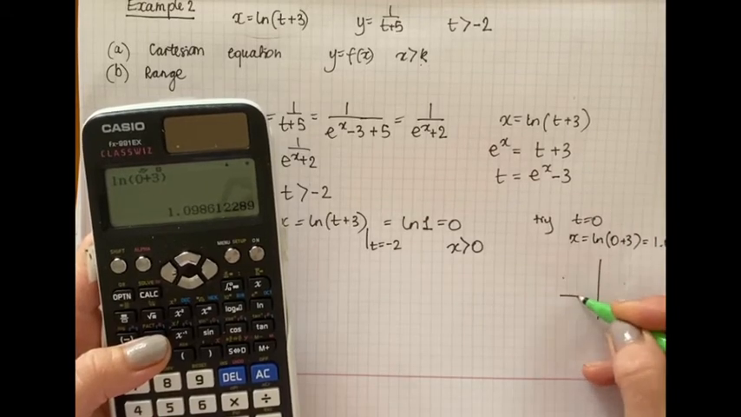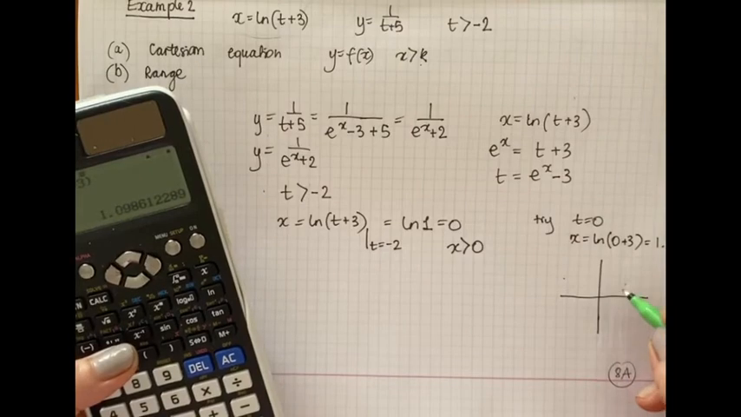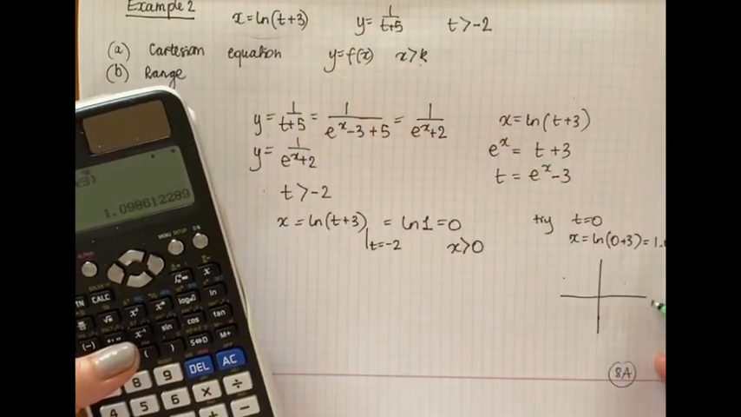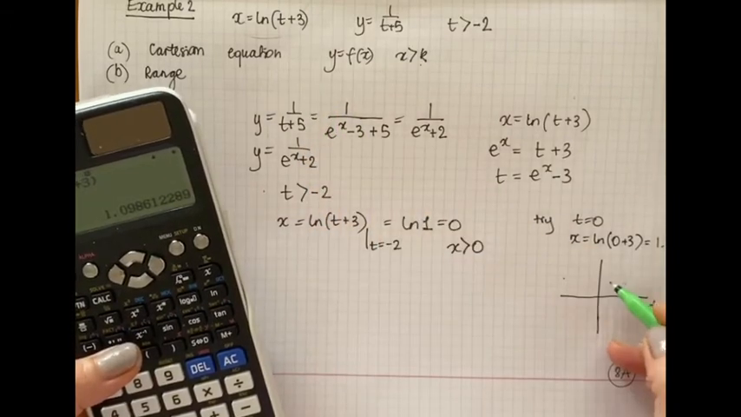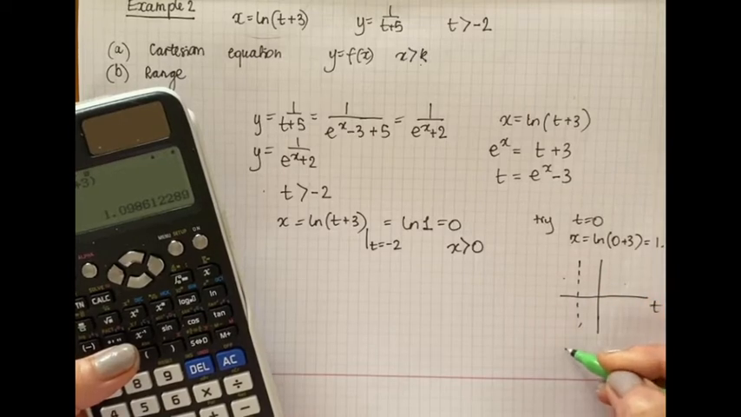Also, you always need to be confident you can sketch that graph. I always like to sketch my ln function. This is ln of t. So we've got t plus 3, so it's shifted. The asymptote is at t is equal to minus 3.